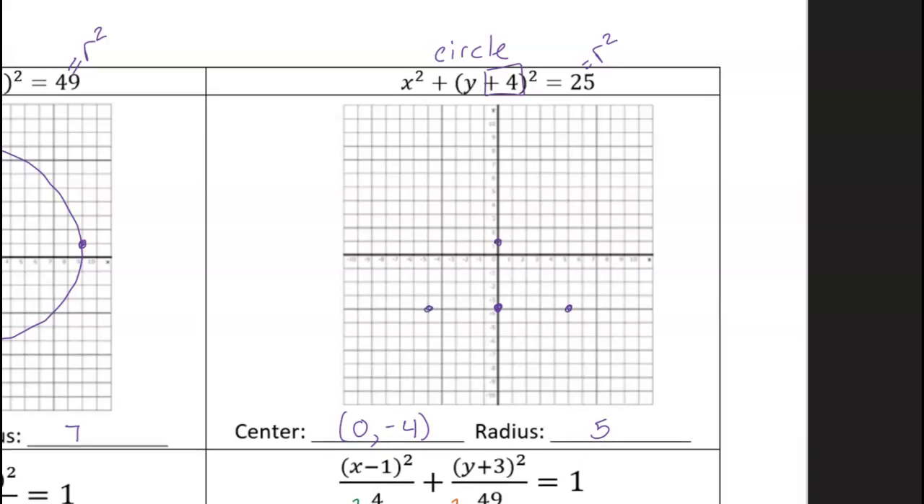1, 2, 3, 4, 5. 1, 2, 3, 4, 5. That looks like 6 to me. What's going on? Yeah, that's right. And then I connect, and I'm done graphing.